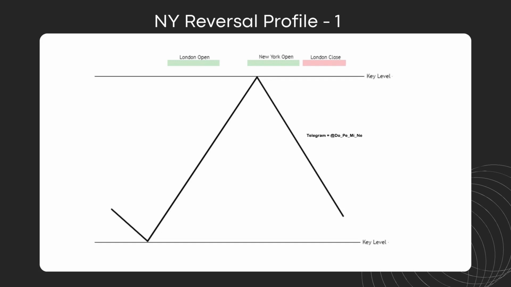The next New York intraday profile we got is the New York reversal profile. Now in this one you can see that the London Open has reached a key level, which means the daily candle has now reached its objective, and now we're going to have either a retracement or reversal. In most cases we have a reversal profile in New York if the key level is significant.